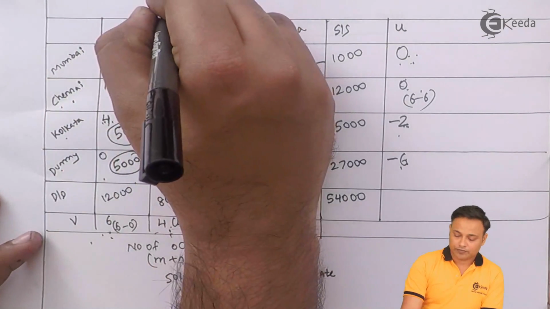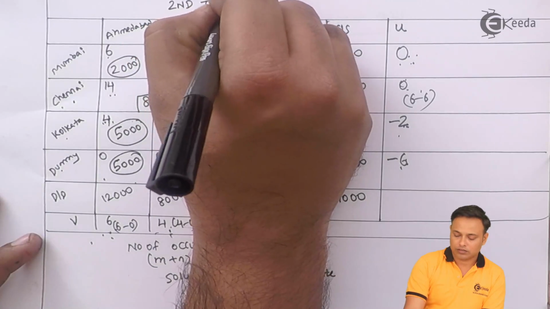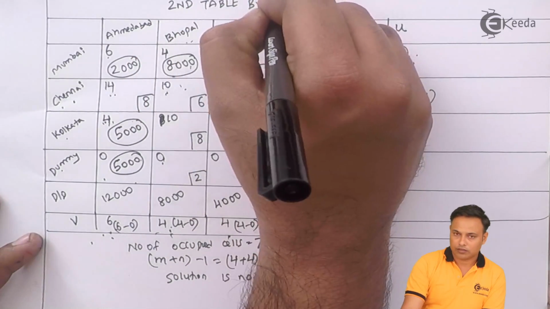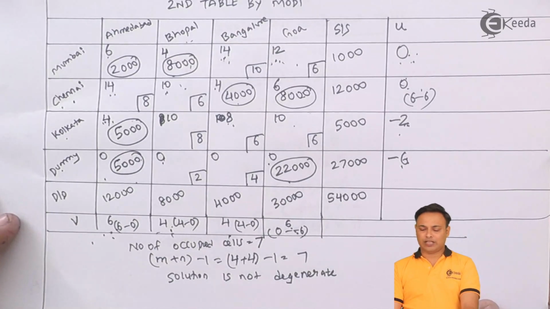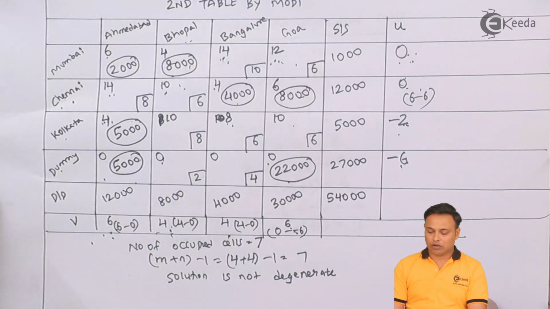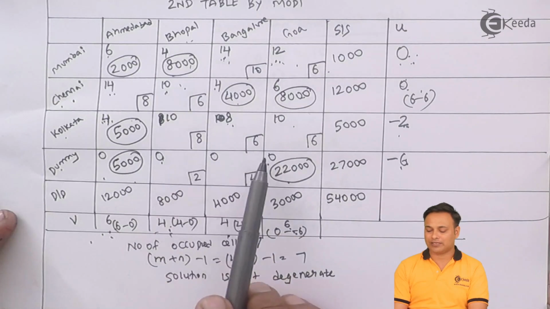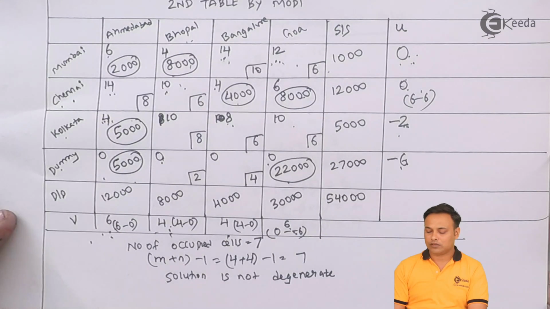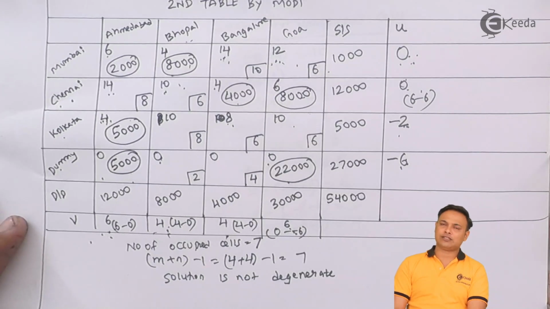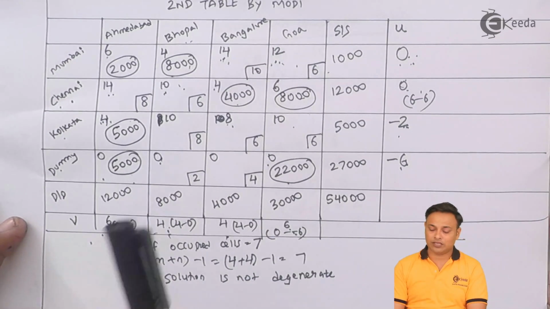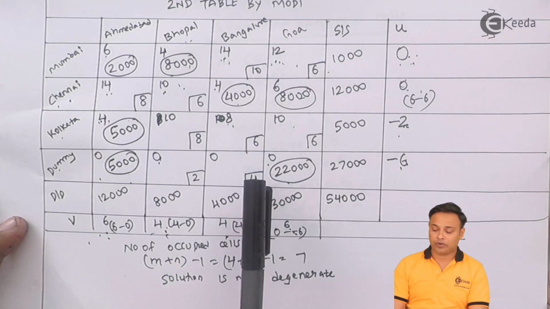This is my second table by the MODI method, and in this table we observe that all the delta values of unoccupied cells are not negative, so they are either 0 or they are positive, and hence I can say that this table is the optimal table, or it will give me the optimal solution.